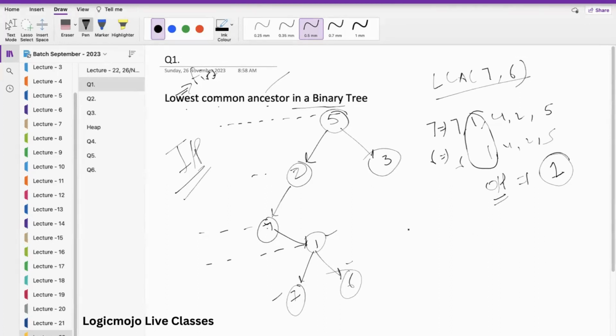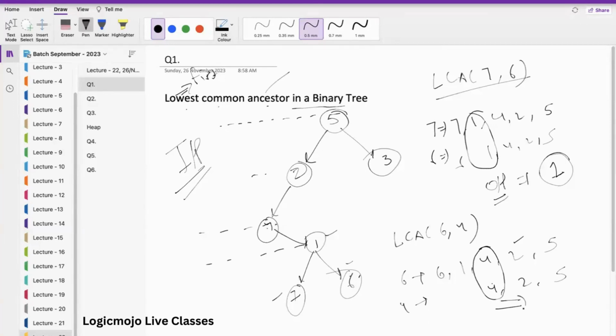Similarly, if I have to find the LCA between 6 and 4, what will it be? For 6, what are the ancestors? 1, 4, 2, 5, and 6 itself is one ancestor. For 4, 2, 5, and 4 itself is one ancestor. So you observe, if I wouldn't have taken this 4, I couldn't get this common ancestor. I would have said 2 is the common ancestor. But for 6, 4 is its ancestor. So you need to return 4 here.